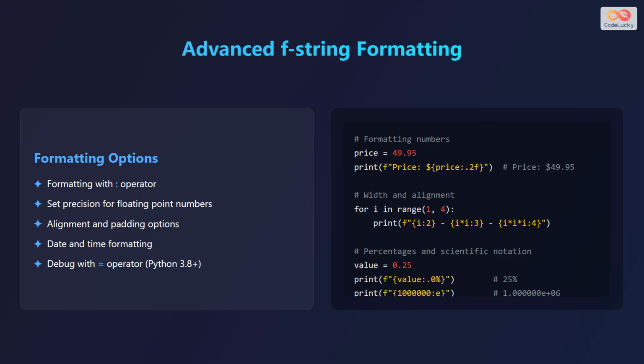Introduced in Python 3.8, you can debug f-strings using the equals operator. name = "Python", print(f"{name=}") will output the variable name and its value, making debugging easier.